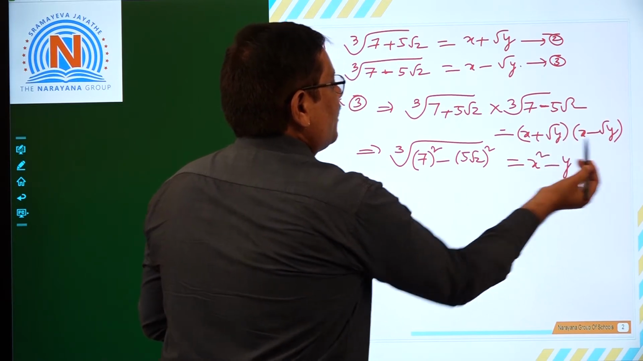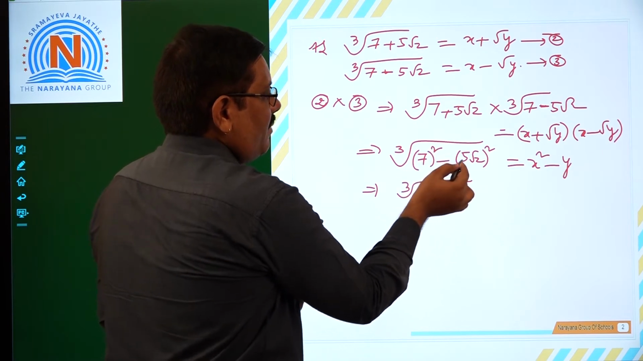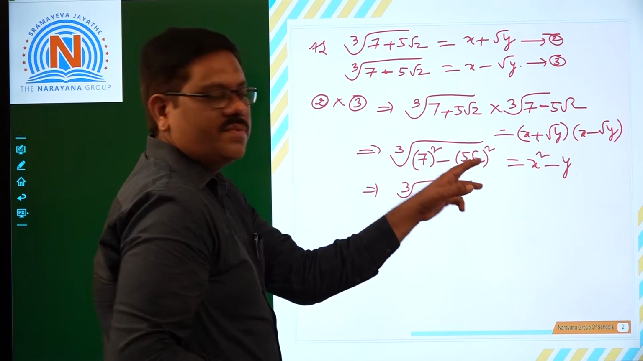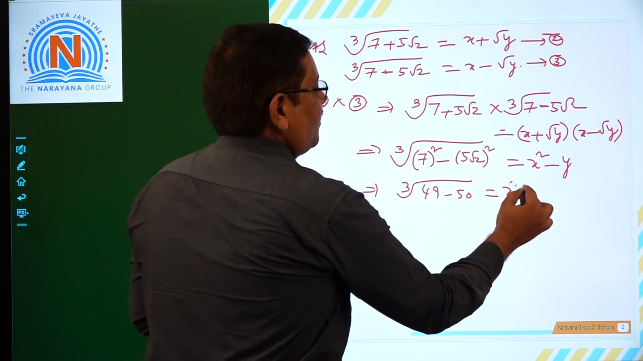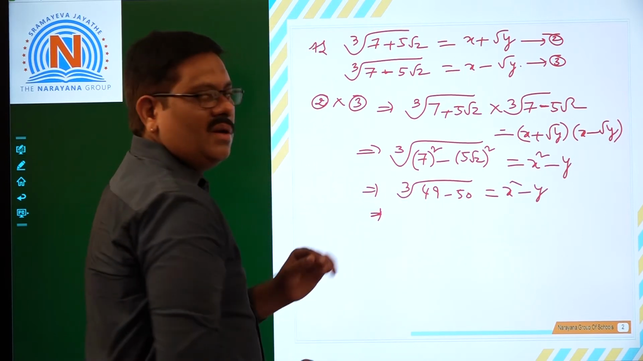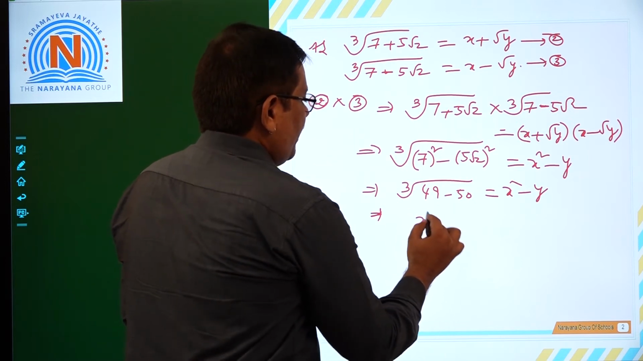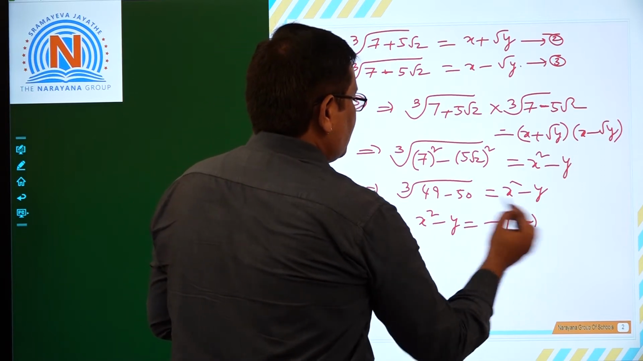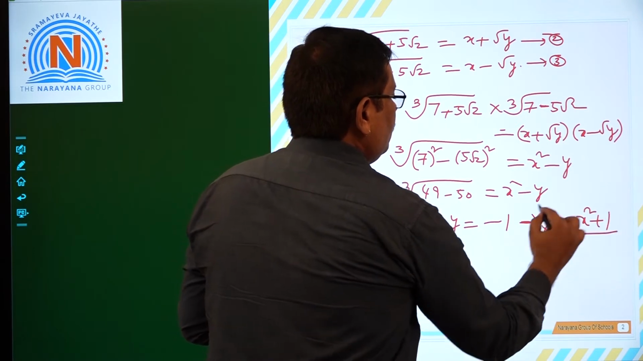Root y square is nothing but y. That implies cube root of 7 square, that is 49, minus 5 square, 25 times 2. 25 times 2 is 50. 49 minus 50, that is going to be x square minus y. That is otherwise cube root of minus 1. Cube root of minus 1 is again minus 1. So I can say x square minus y is minus 1. That is otherwise we can say y is equal to x square plus 1.